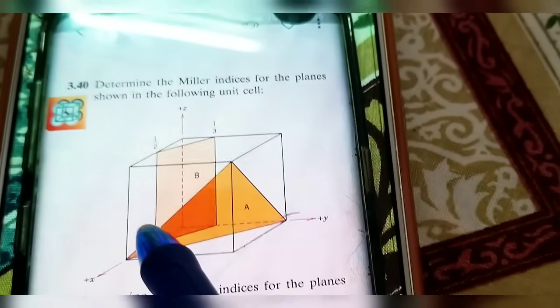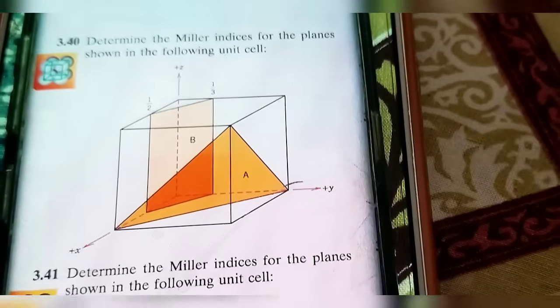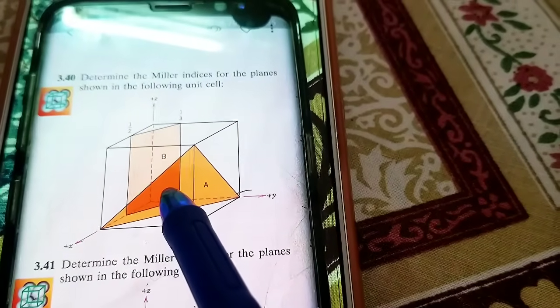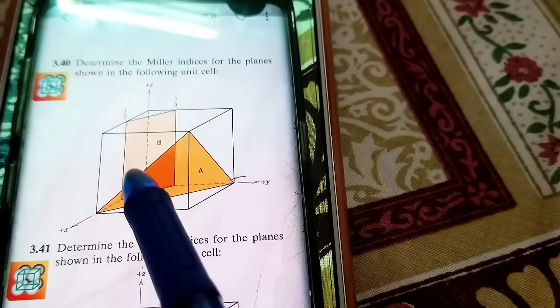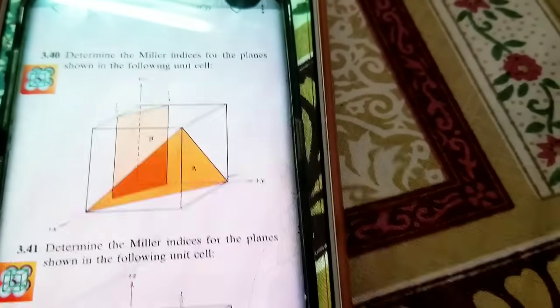So if the point is half, then repeating it 2 times will complete the dimension of the unit cell, and if it is 1/3, then repeating that part 3 times will complete the dimension of the unit cell. So you can also confirm it by repeating it 3 times, 1, 2, and 3, and it will complete the dimension of the unit cell, which is from this to this point. So this is the 1/3 part, and this is the y-intercept.